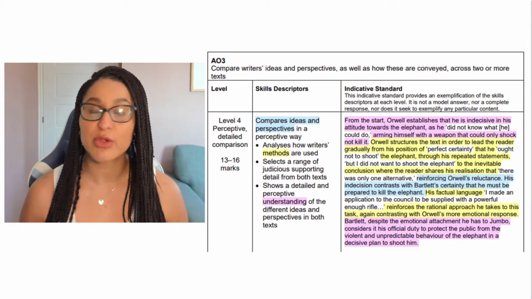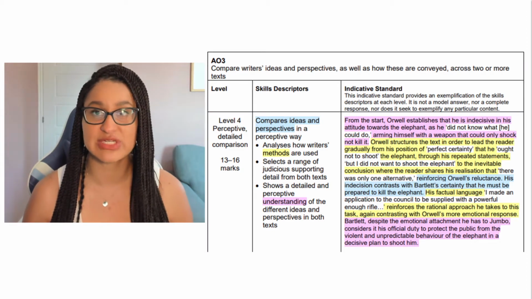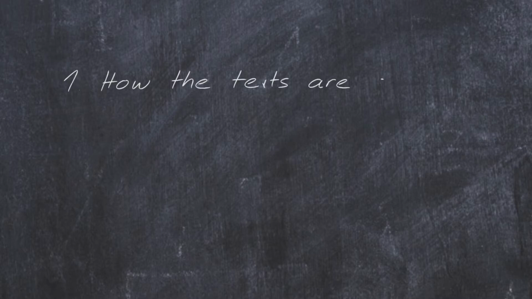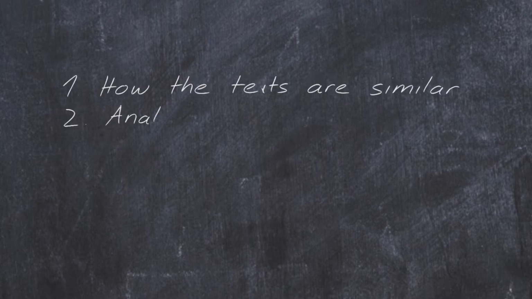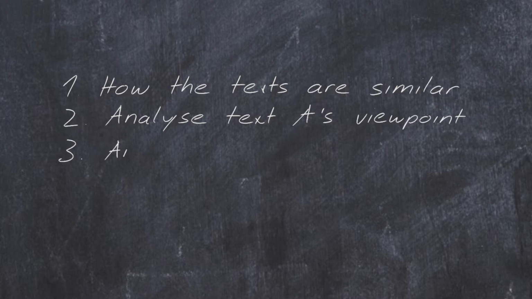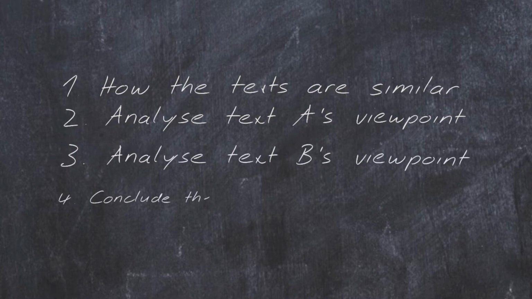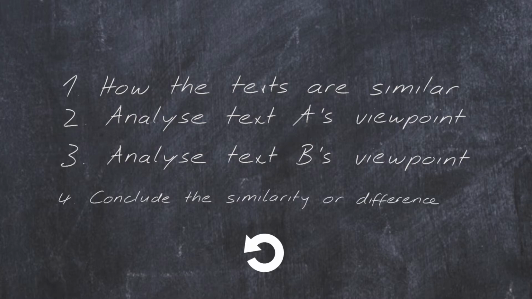So you can think about your paragraphs for this answer as essentially being set out in a single sentence a way that the texts are similar, analyze how we see that viewpoint in text A, analyze how we see that viewpoint in text B, concluding sentence on therefore what similarity we're saying. Rinse and repeat another time for a difference, or your 2 similarities, 2 differences.